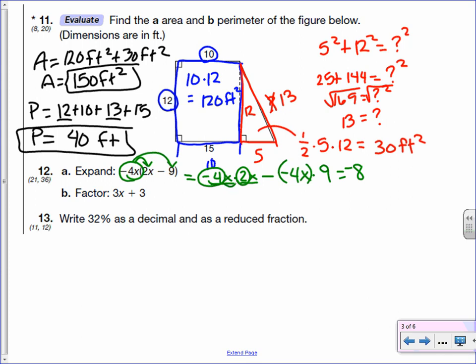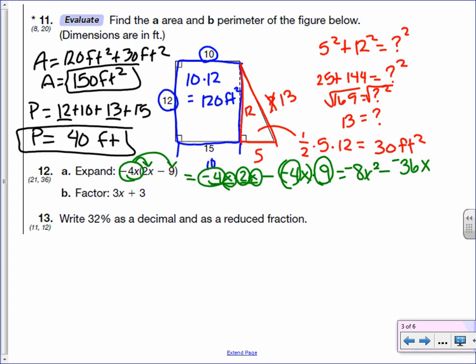And then I multiply the variables. x times x gives me x squared. Then, again, I would multiply the numbers first here. So I have negative 4 and 9. 4 times 9 is 36. And since they're opposite signs, my answer is negative. And there aren't any other variables than the x, so that would stay that way.